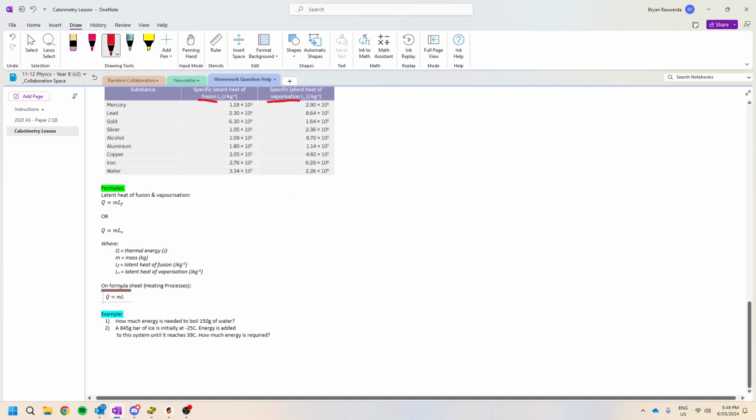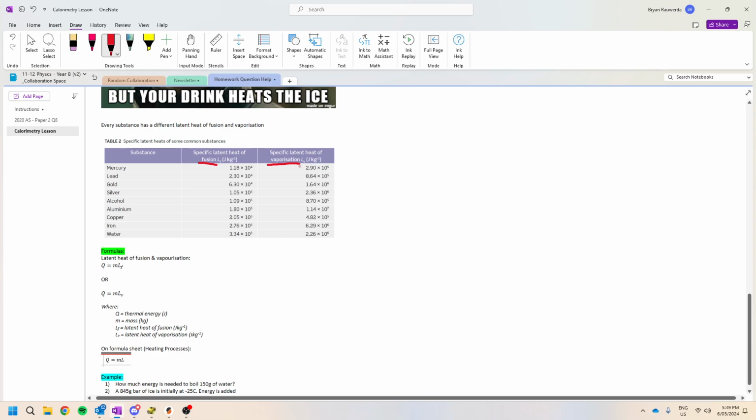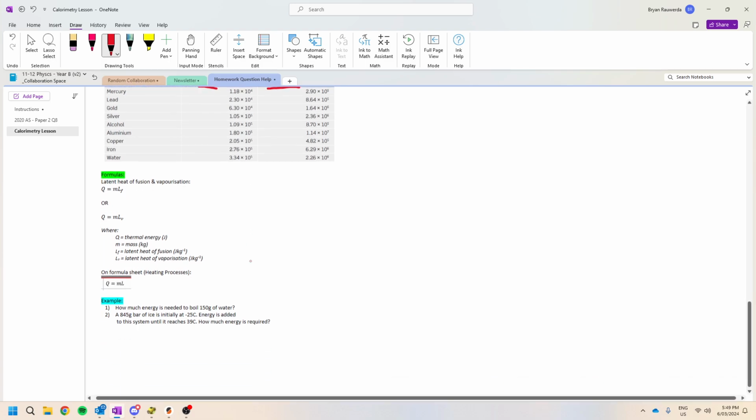We're going to use this formula here. You'll find it in your formula sheet. It looks like this, Q equals mL. And you just have to recognize, all right, am I talking about vaporization? Am I talking about liquid to gas or vice versa? Or am I talking about fusion? Am I talking about liquid to solid or vice versa?